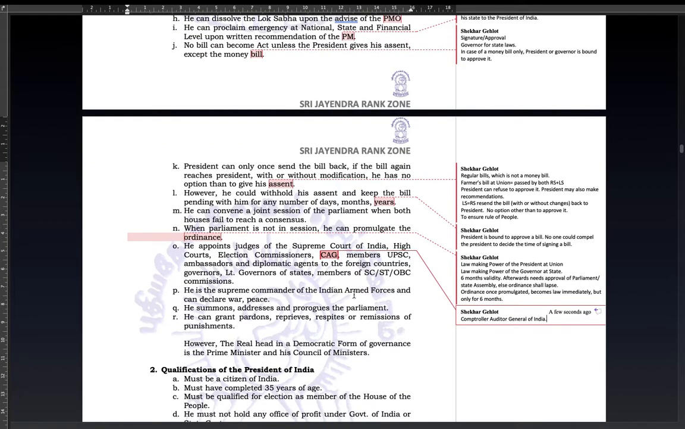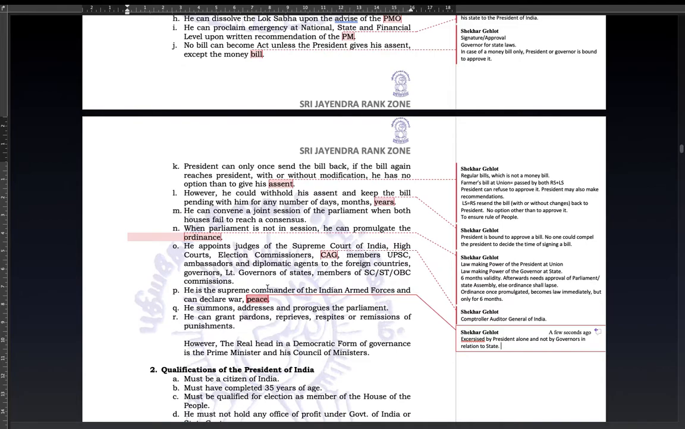He is the supreme commander of the Indian Armed Forces and can declare war and peace. This power is exercised alone by the president, and not by governors in relation to states. Okay, a governor does not have any control over the armed forces, only the president has the control over the armed forces. We have three armed forces, that is Air Force, Navy and Army.